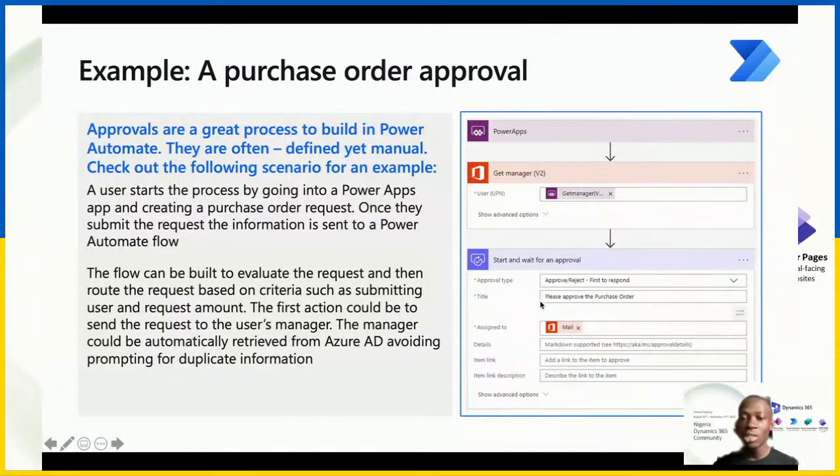Once this action fires off, it sends an email. The approval type is first to respond. The person is definitely going to get an email, so it is assigned to the email of the manager. The manager gets an email with a title and a description, and you can have an attachment.